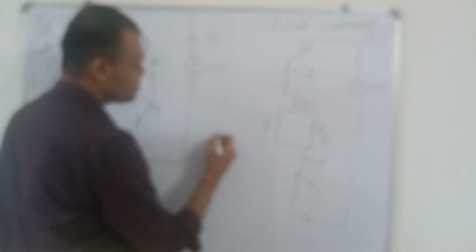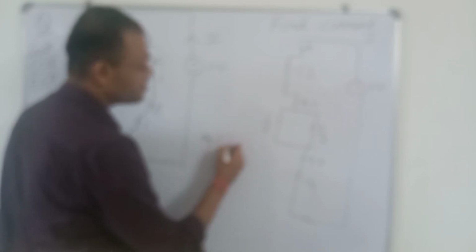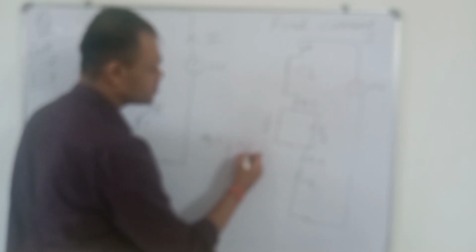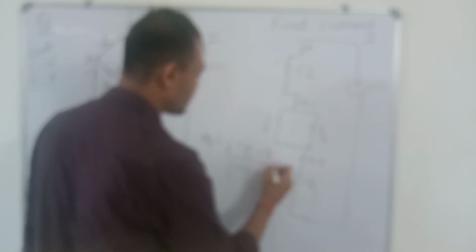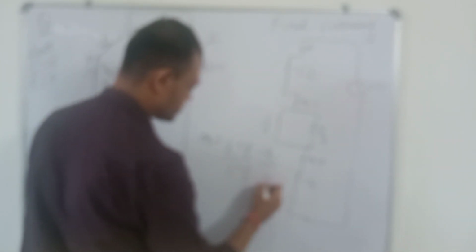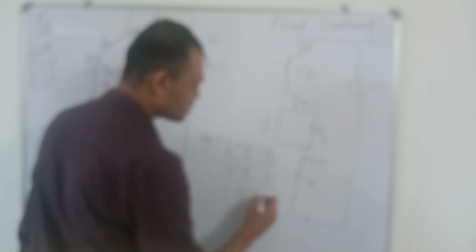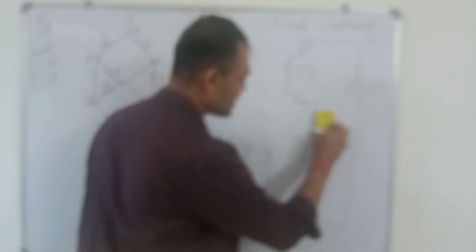Now this 1 by 2 and 3 by 2 are in parallel, so we can find their equivalent. The equivalent will be 1 by 2 into 3 by 2 upon 1 by 2 plus 3 by 2. So this will be 3 by 4 upon 2, which is 3 by 8. So this resistance can be replaced by a single resistance of 3 by 8 ohms.